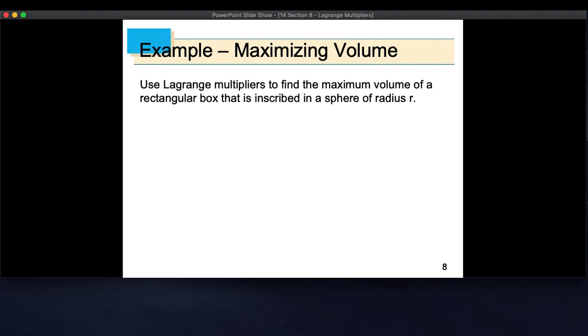Use Lagrange multipliers to find the maximum volume of a rectangular box that's inscribed in a sphere of radius r. You definitely recognize this problem because we did the same problem in 14.7. So it's the exact same problem, so we already know the answer. In fact, you're welcome to go back and look at the answer from the previous section. But what I want to point out with this problem is that we're going to find the same exact answer using Lagrange multipliers.